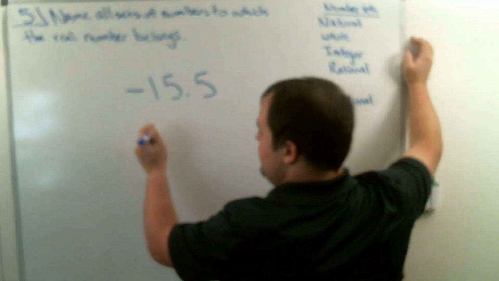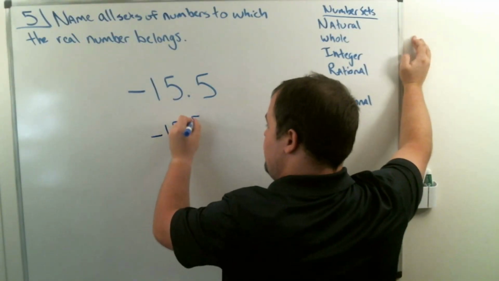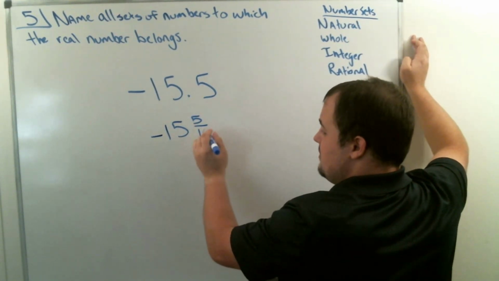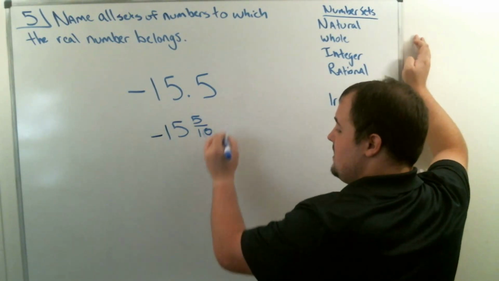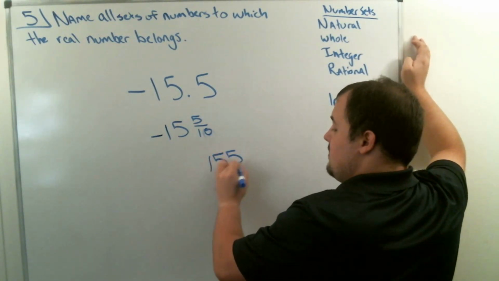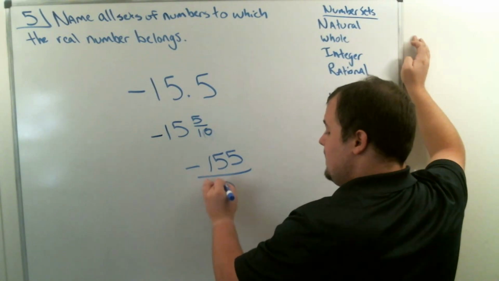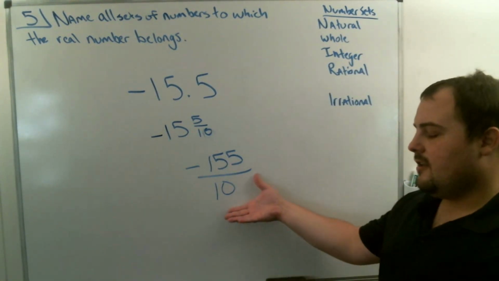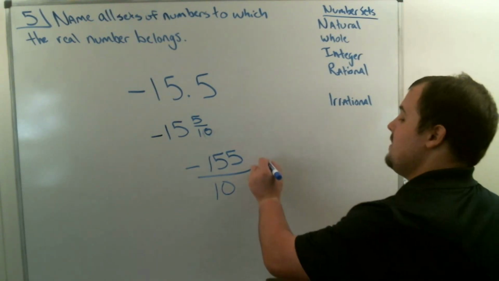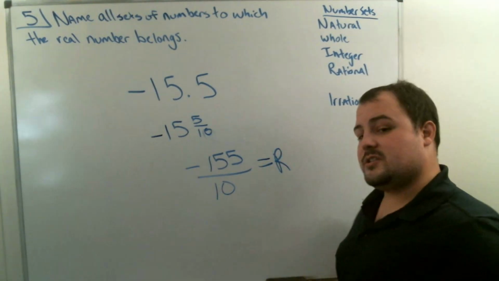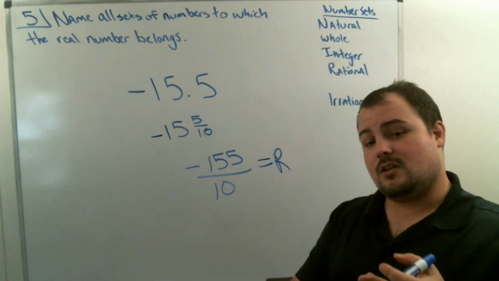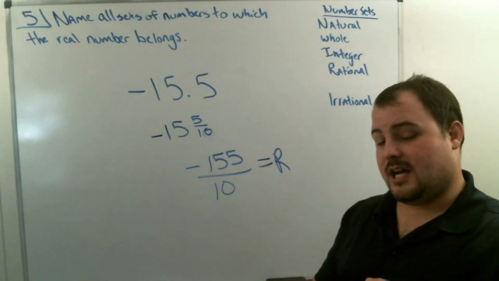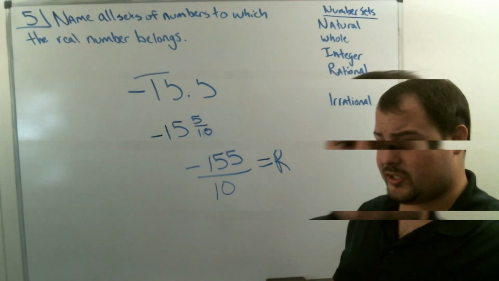This is -15 and 5/10, and if I had to make this a fraction, I could make it an improper fraction by taking 15 times 10 and adding 5, so I'd have -155 over 10. So I was able to make that a fraction. Since I could make that a fraction, that means it's a rational number. So most likely, if it's a decimal, it's rational if your decimal ends or your decimal repeats. If your decimal does not end, does not repeat, chances are it could be irrational.